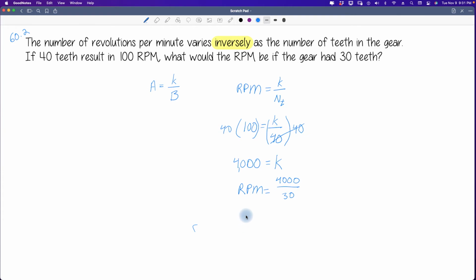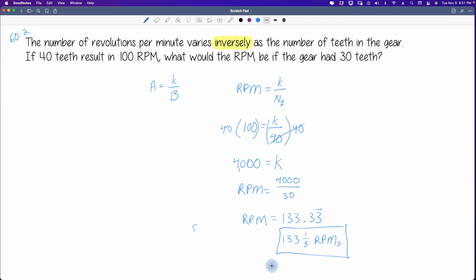You could write that as 133.33 repeating. If you don't have that symbol in Jupyter, what I'll probably let you do is just do 133 and 1/3. So you don't have to worry about looking for that repeating symbol right there. Okay? And that would be 133 RPMs.